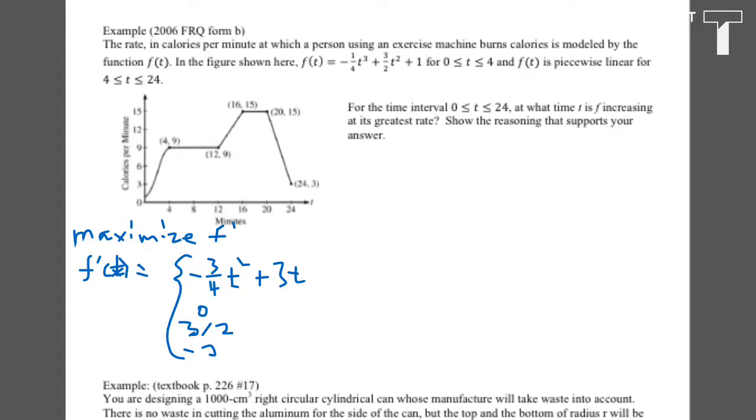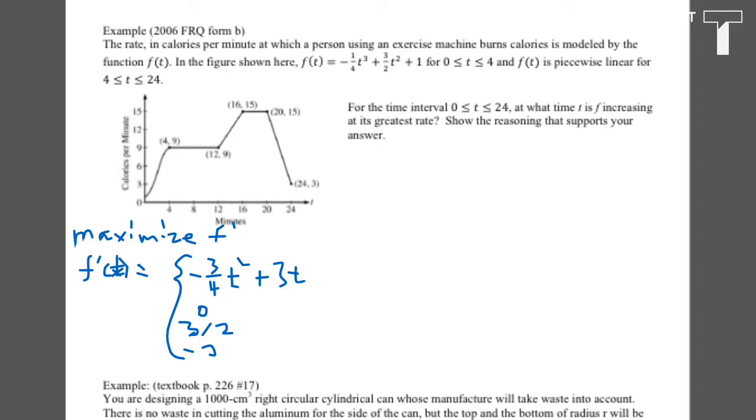Okay, so for its first piece, f is a polynomial, so I've taken the derivative. I get negative 3/4 t squared plus 3t. The next piece has a slope of 0, so the derivative is 0. This piece has a slope of 3/2. Then I have another little 0 piece, and then I have a negative 3.